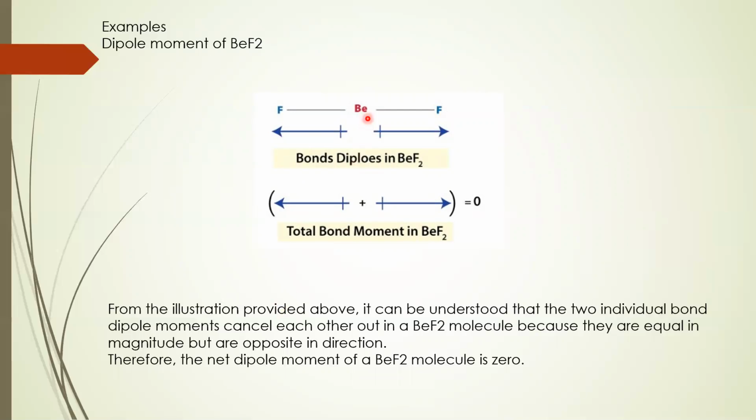Here comes an example with BeF2, beryllium fluoride. They possess a linear shape, and as you can see, the two fluorine atoms are in opposite directions. Hence, the dipole moment gets cancelled off. This is a simple example.